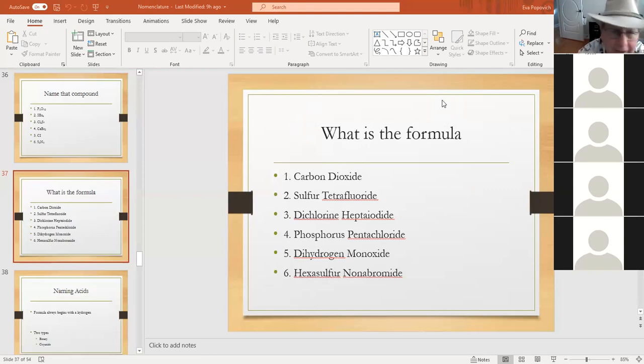And last one, hexasulfur nonabromide. Somebody yell it out. S6. I feel like I should let you go. Br10. Almost. The S6 is right. No, Br9. Br9. Okay?